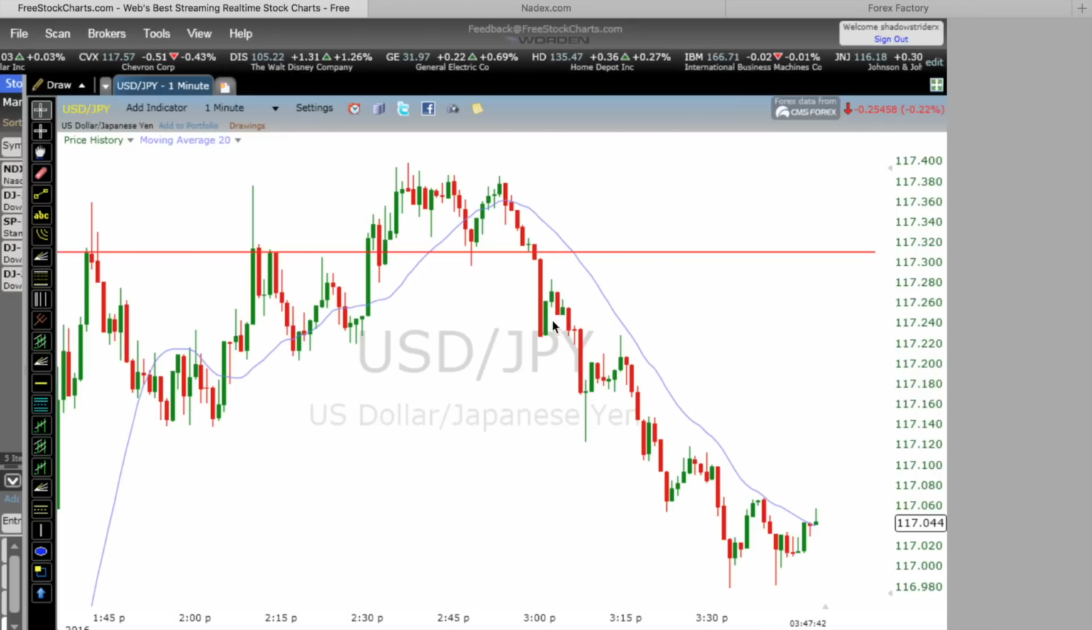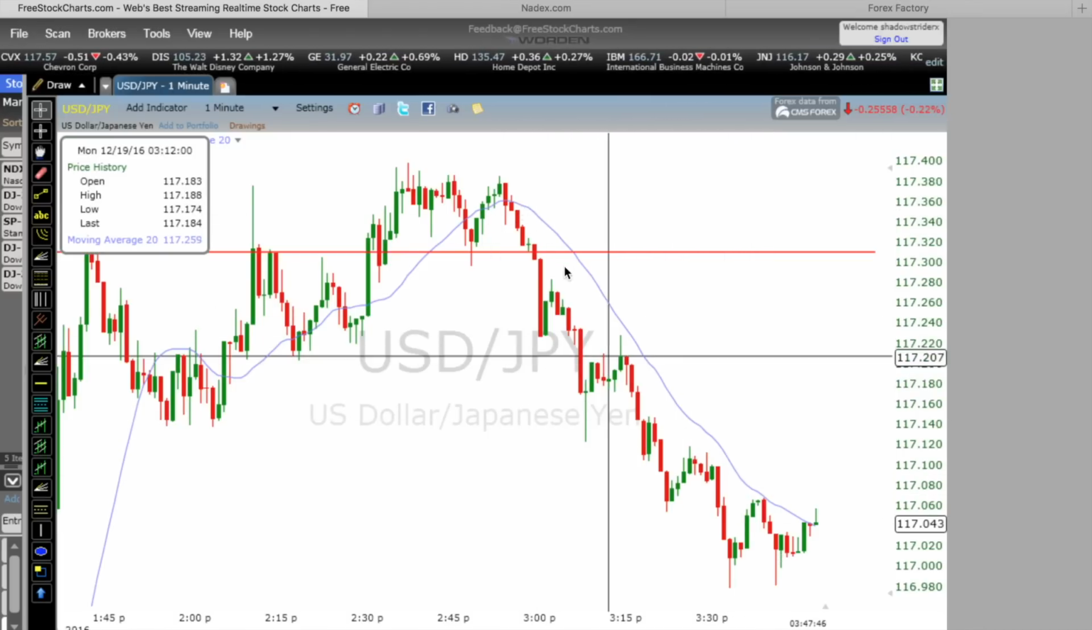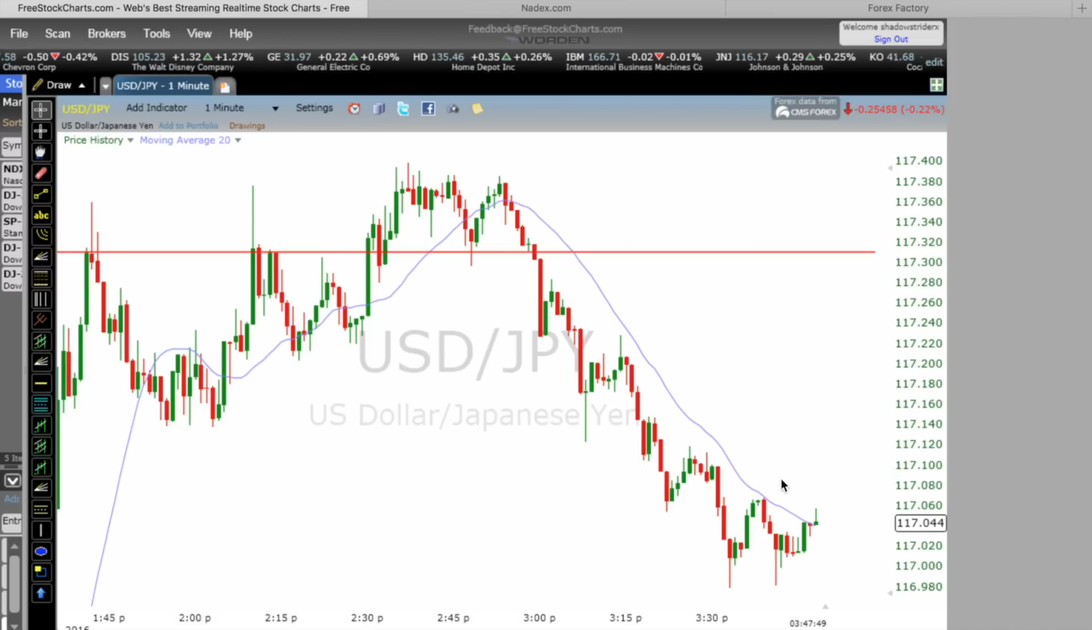Hey guys, I figured I'd record a few live examples for you of what a double bottom looks like. As we can see here on USDJPY, this is live. It's still ticking right now. This isn't pre-recorded or anything.